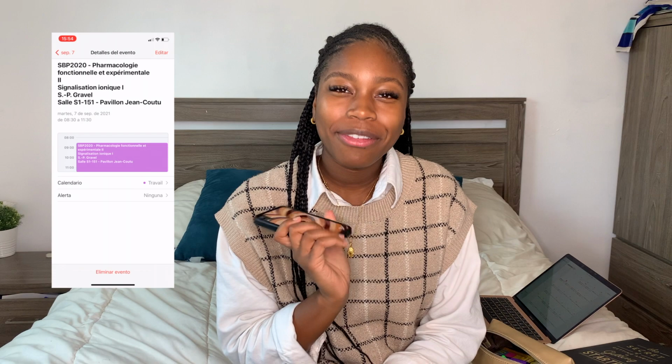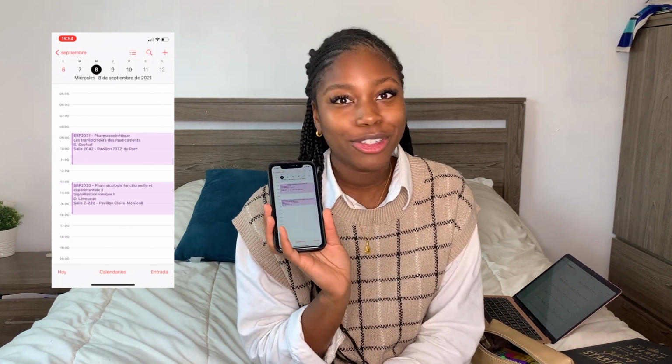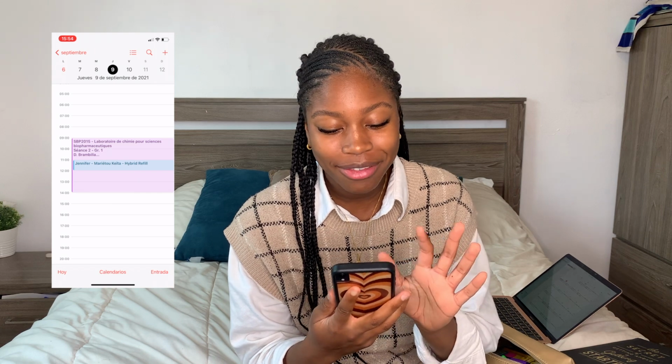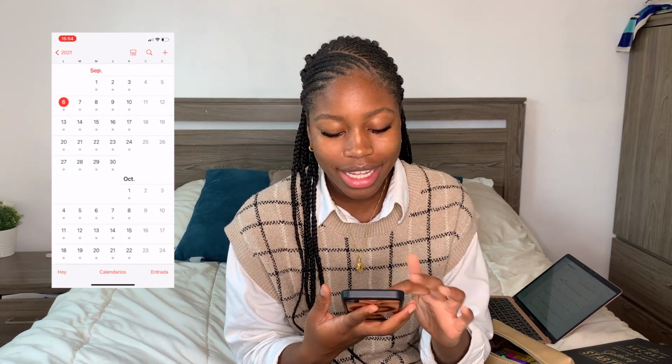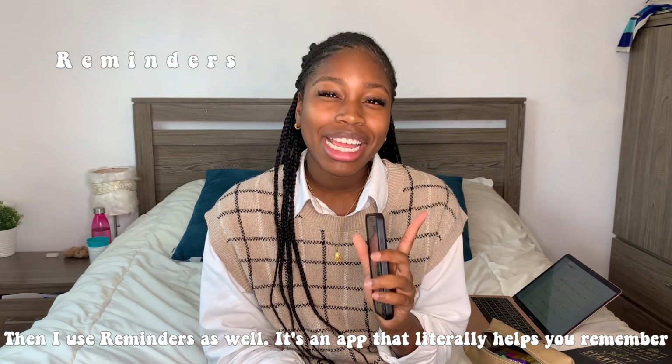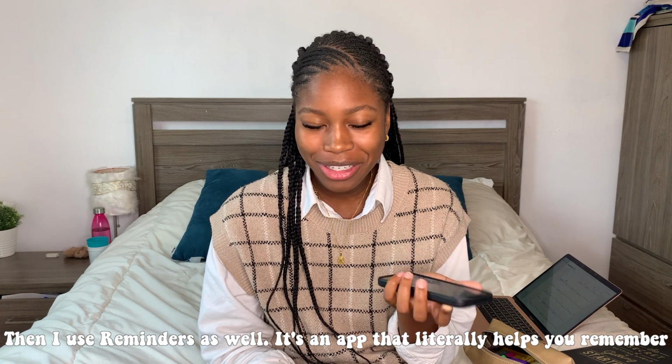Next, I use my phone. Since my iCalendar is on my phone, I very much use this to plan everything, and it's just so easy to just go on and check. Then on my iPhone, I use reminders as well. It's an app that literally helps you remember.